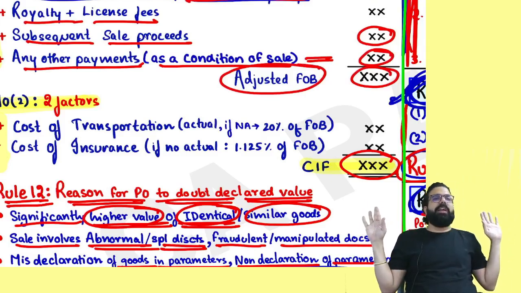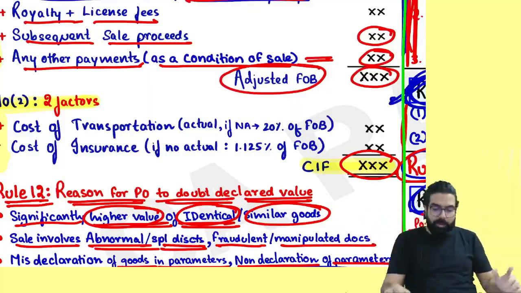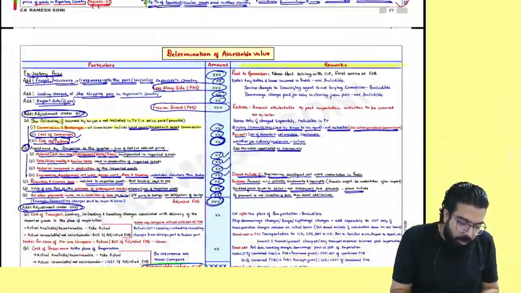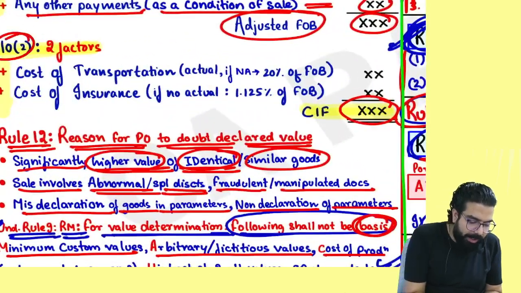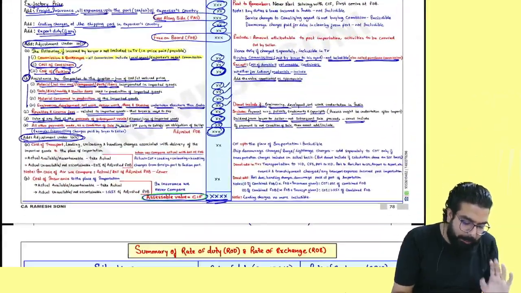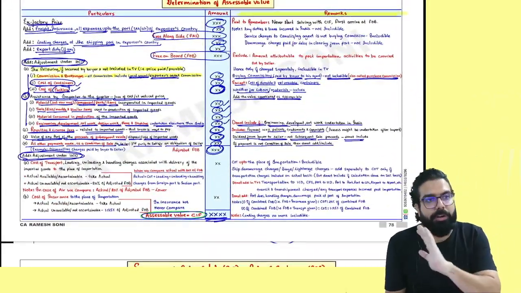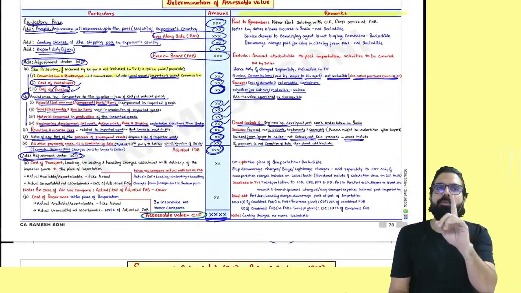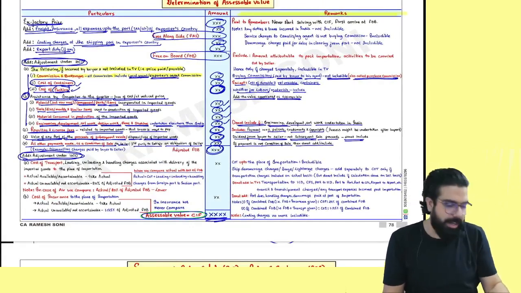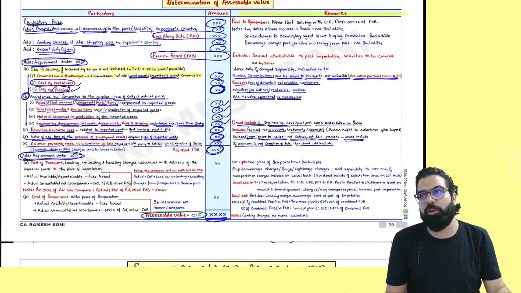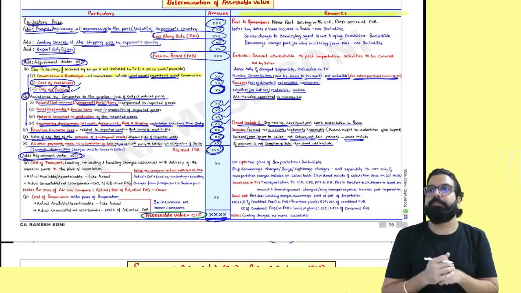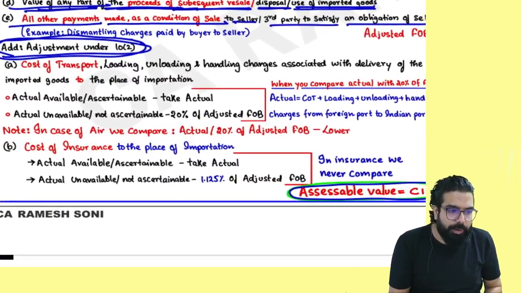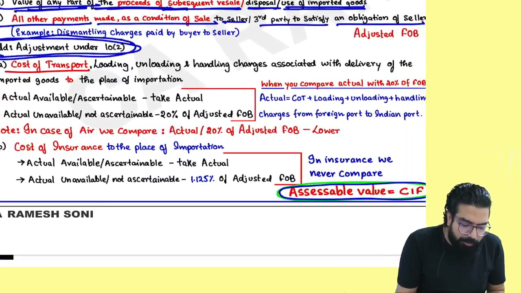Please tell me, are we clear with adjusted FOB? Sure? Now listen. There are two components which are to be added: cost of transportation and cost of insurance. This is the main part which I want people to understand carefully. Very easy, but you have to understand carefully. Everyone, I will tell in detail so that students don't make mistakes in the exam. Listen. What is it telling over here? It's telling cost of transportation.